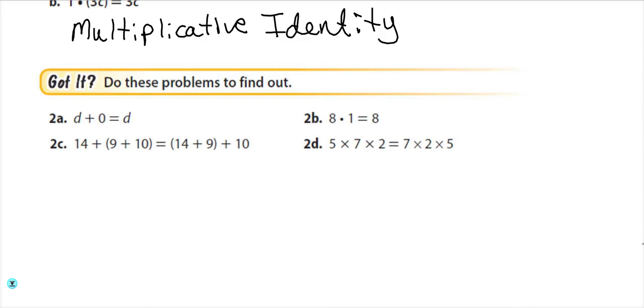And let's take a look. So we have d plus 0 equals d. So since we added 0 and got the same thing, this is called the additive identity. 2b, we have 8 times 1. So we multiply by 1 to get the same thing. That was the previous one, which was the multiplicative identity.